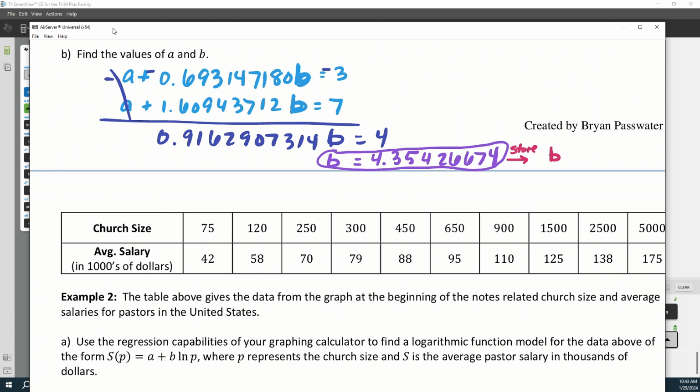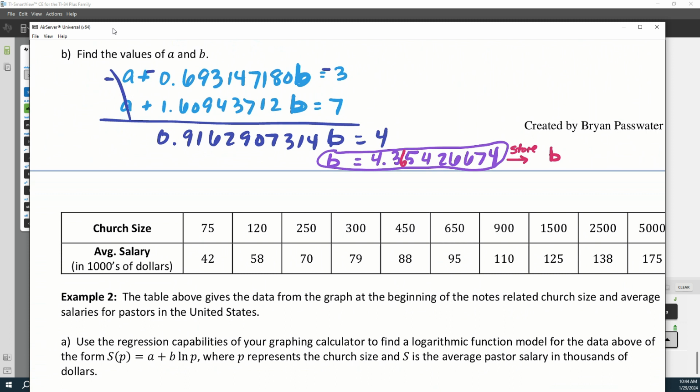Uh-oh. Let me double check that it's right. 4.3, yeah. You did 4? I got 4.365. Oh, I might have just wrote it wrong. Yeah, that's it. I left out the 6. Just pretend there's 6 there.